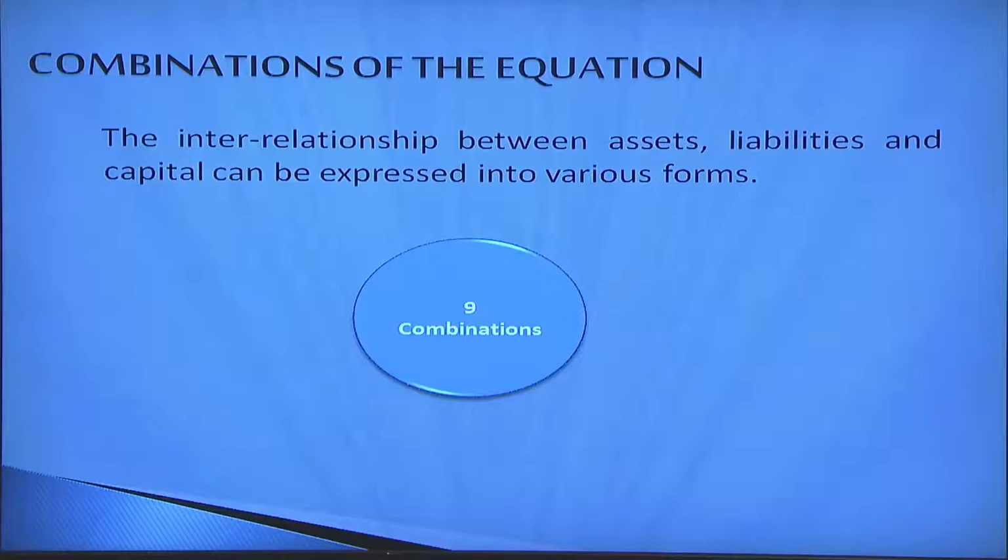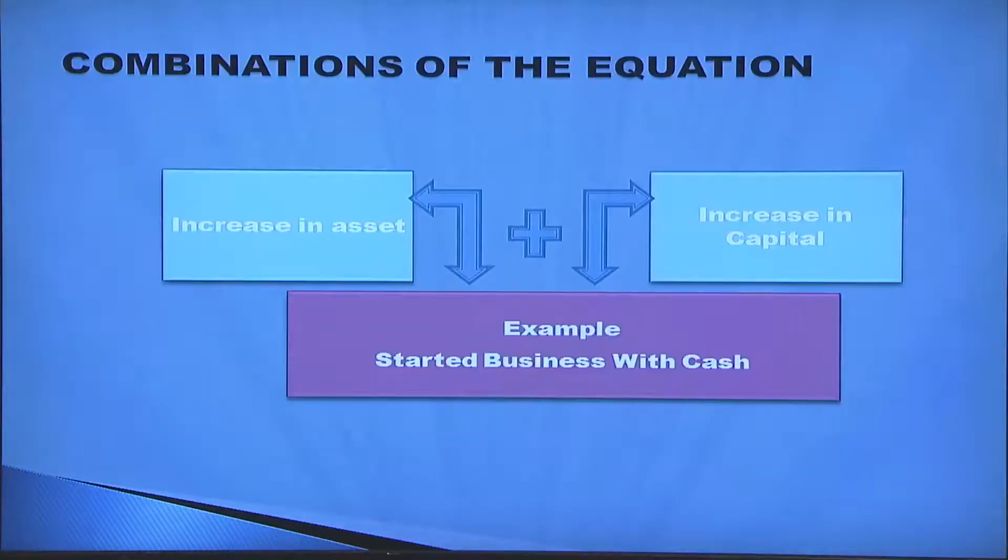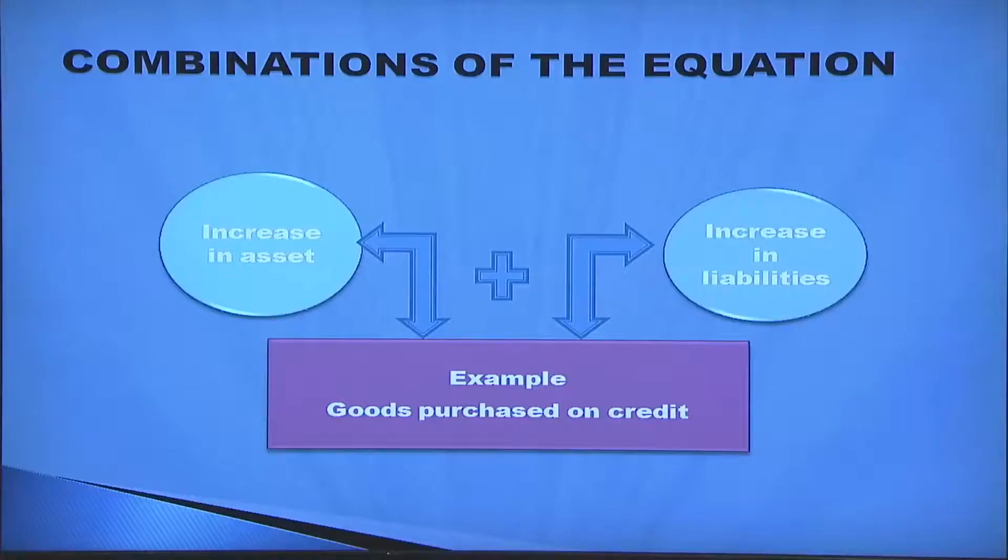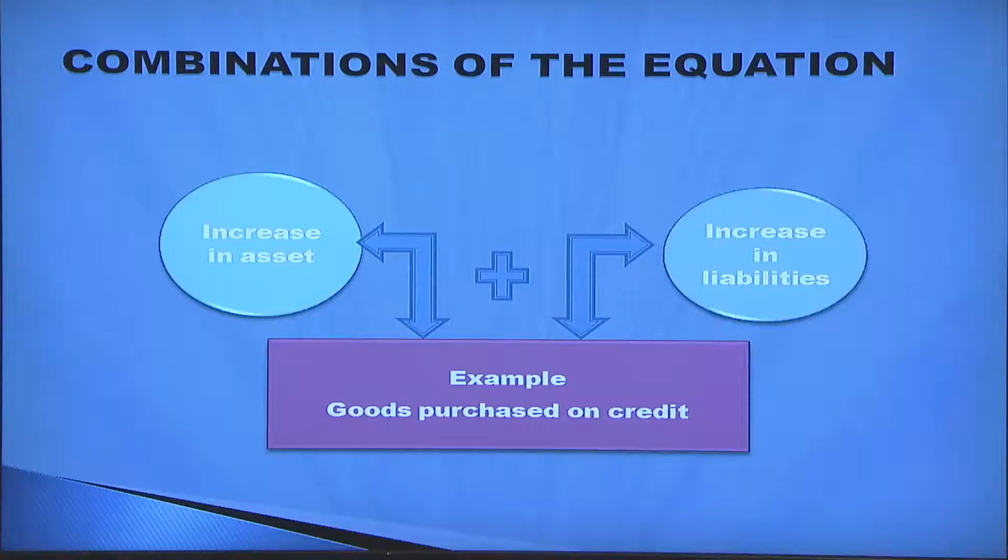Let us discuss the combinations of the equations. The interrelationship between assets, liabilities and capital can be expressed in various forms. Increase in asset and increase in capital can be shown in a transaction like started business with cash. So, cash is increasing, capital is increasing. Another transaction, goods purchased on credit. Goods are coming inside the business, so there is an increase in asset. Purchased on credit, creditors increase, so increase in liabilities.